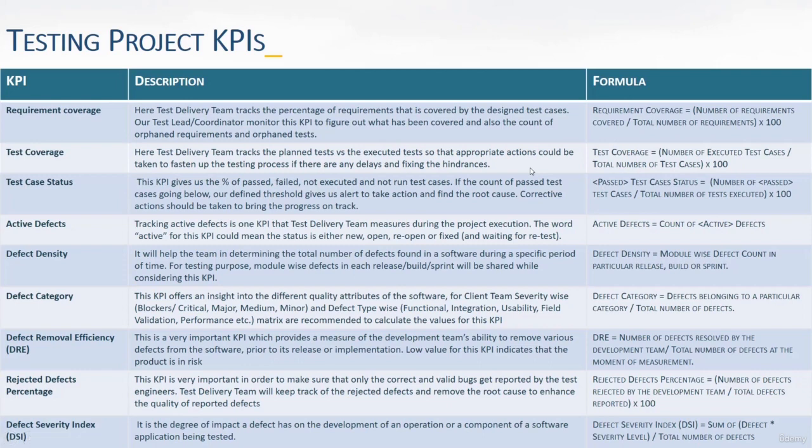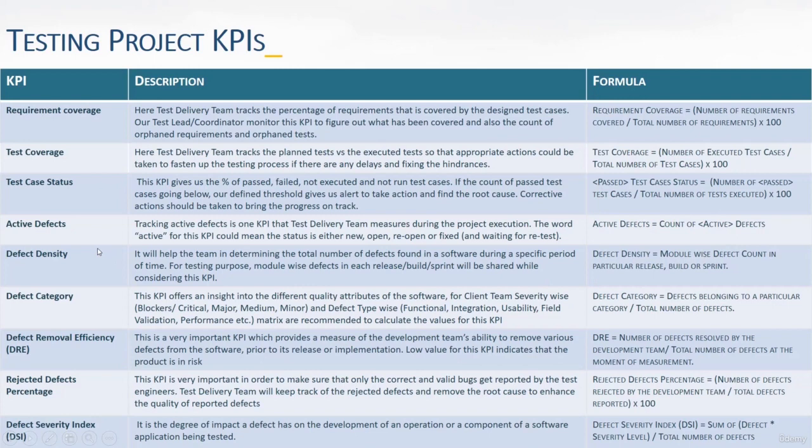And then the test case formula: the pass test case status is equal to the number of passed test cases divided by the total number of tests executed multiplied by 100. So that will give you the KPI for the test case status. And then the active defects, meaning how many bugs are active, is basically the count of active defects.